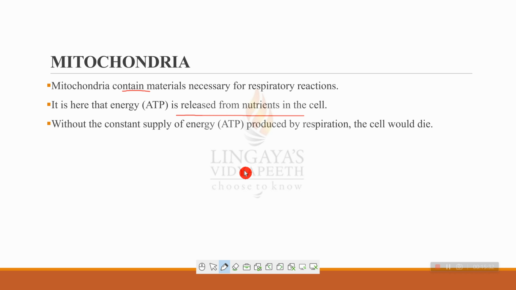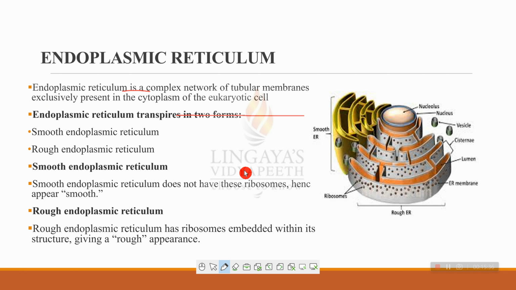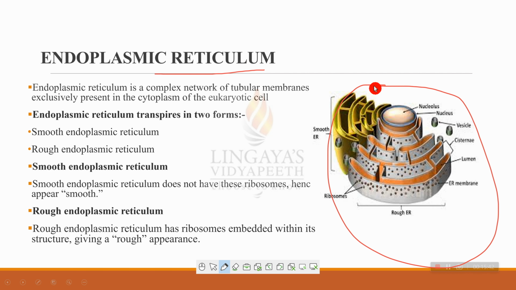So if the ATPs are not produced by respiration, the cell would die, leading to the death of the organism. Now talking about endoplasmic reticulum. It is present inside the cell. It is a complex network of tubular membranes which are present in the cytoplasm of the eukaryotic cell.